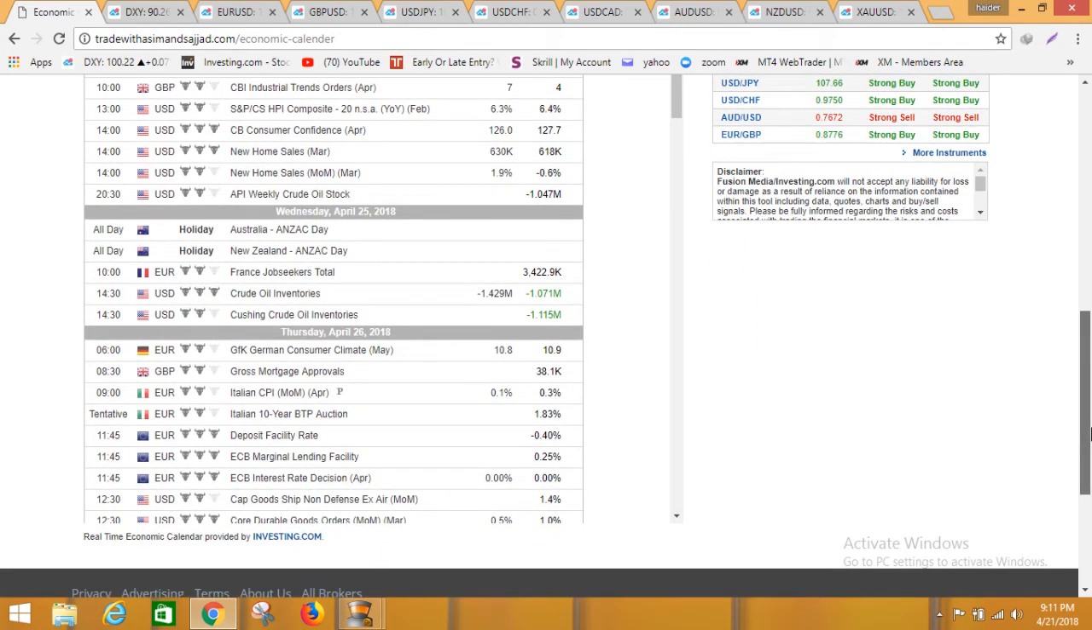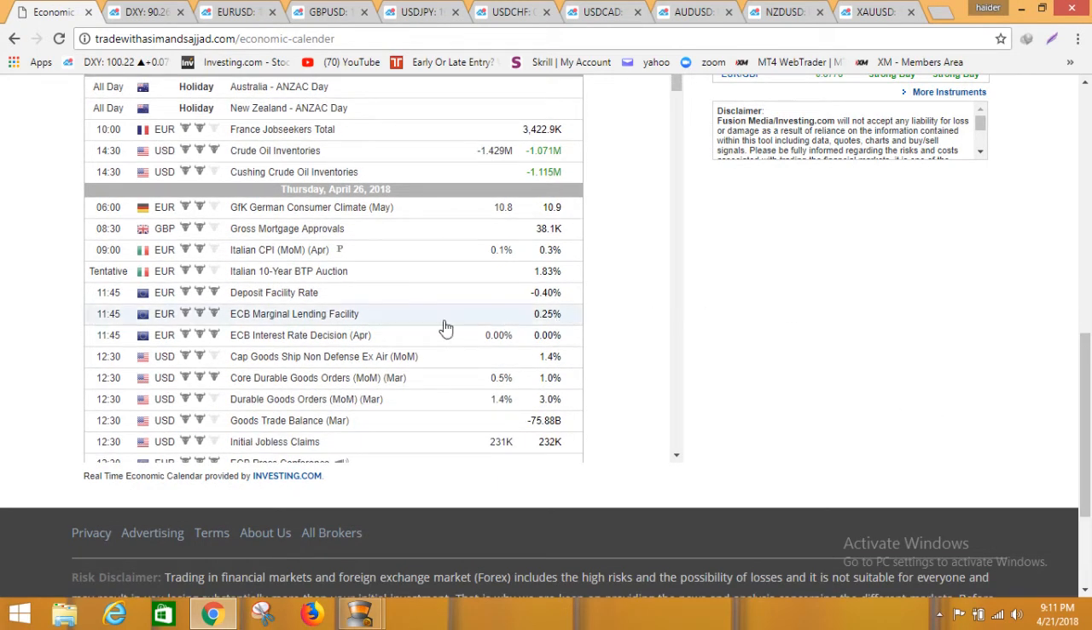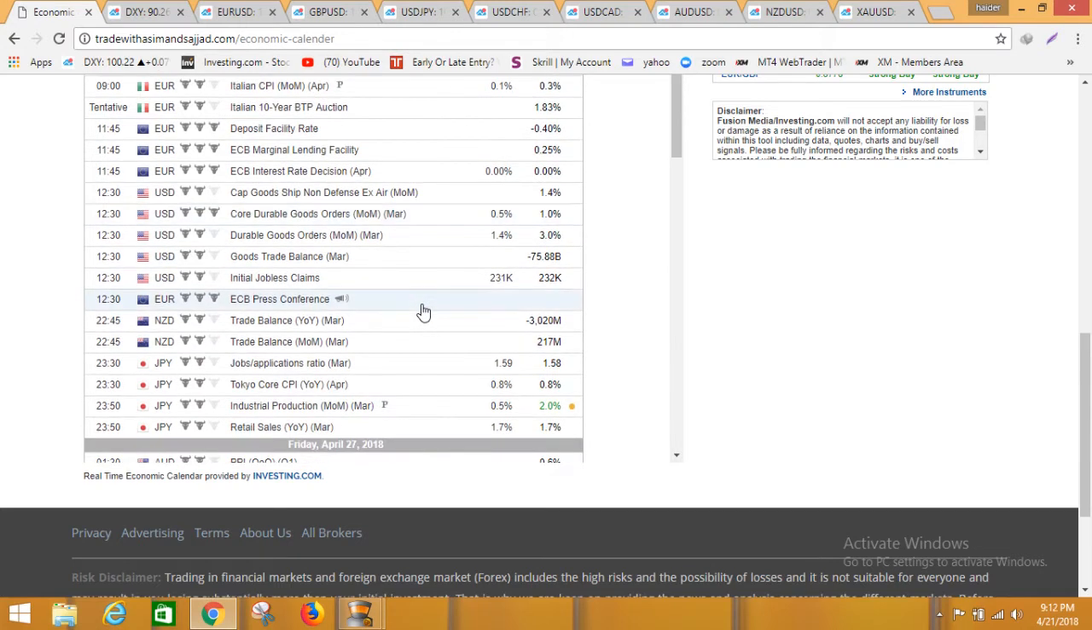Then after that Thursday seems to be much busy because we have some deposit facility rate, ECB marginal lending facility, then ECB interest rate. This is the biggest news I think of the week, and this can produce some huge volatility like 100 to 150 pips, so be careful at these times. Then we also have core durable goods for US dollar, and after that we also have ECB press conference. So the whole Thursday will be much busy.